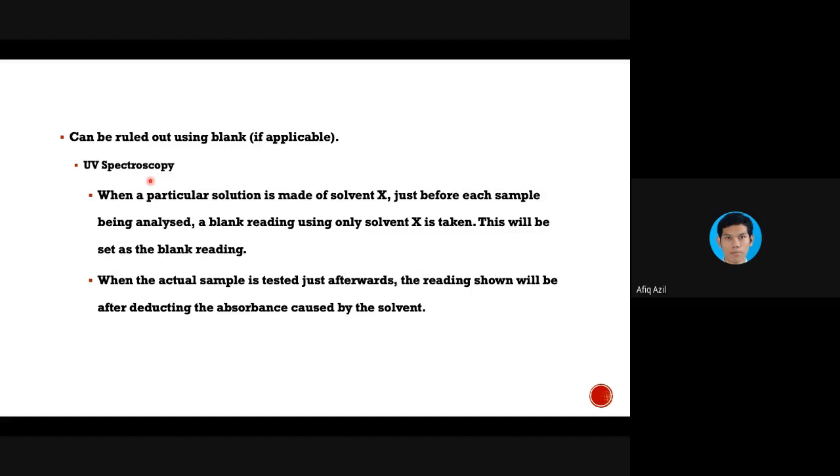In UV spectroscopy, when a particular solution is made of solvent X, just before each sample is analyzed, a blank reading, usually only solvent X, is taken. Then only you can start with the measurement of the samples themselves.